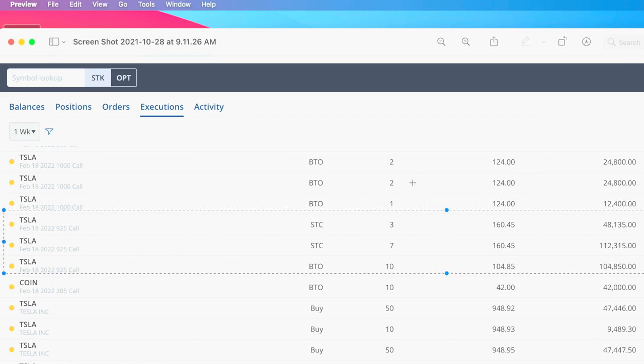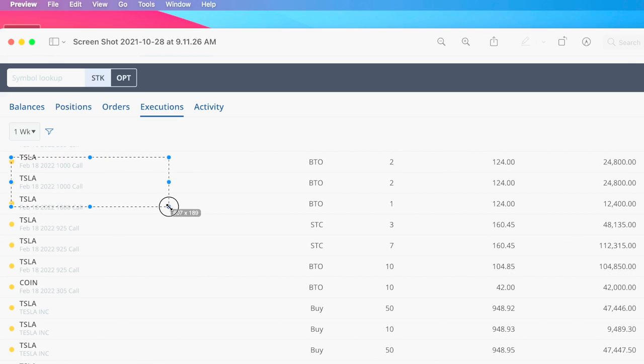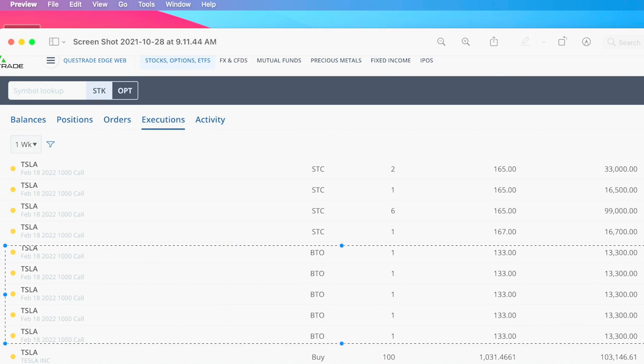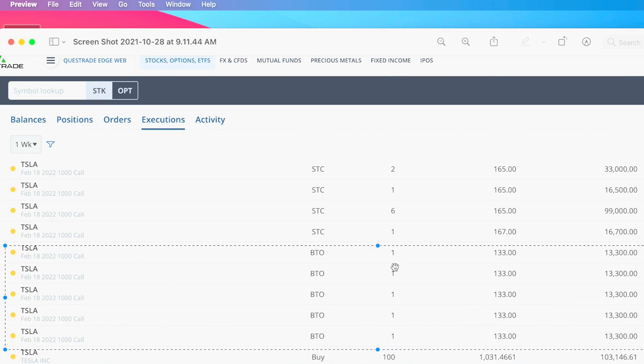And then I continued to buy more when it dipped. As you can see right here, I bought the February 18th 1,000 calls at 124 each. And then I bought more of those calls the next day for 133 each. You can see all these buy to open, 13,300 each. And then I started to sell them each for 165. So in total, this was another 10 contracts at an average about 128 for the 1,000 calls, and then sold them for an average about 166 for those 10 calls.